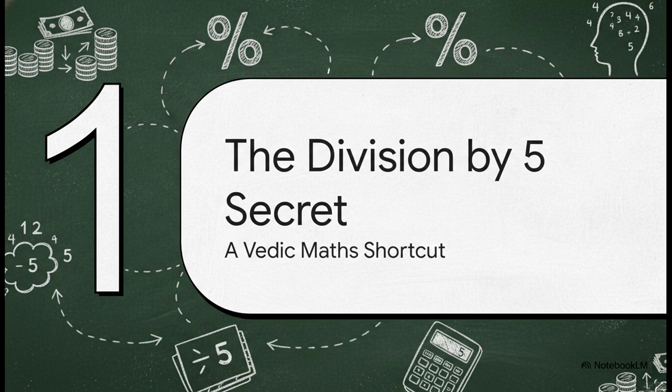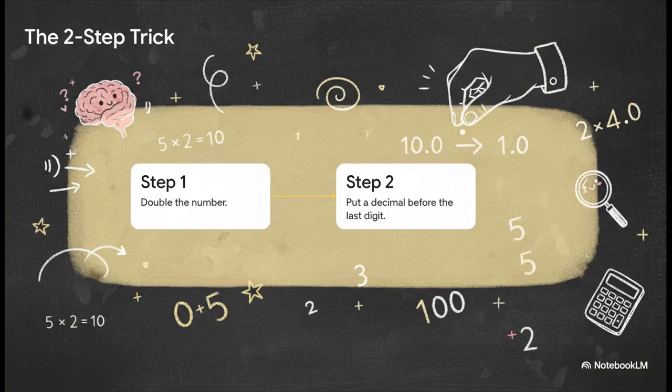So today's target is division by 5. And this one pops up everywhere, right? Splitting a dinner bill, figuring out a 20% tip, it's all based on 5. And yeah, it seems simple enough, but what if I told you there's a way to do it in your head instantly without ever actually doing any division? Okay, ready for the secret? It is so simple. Just 2 steps.